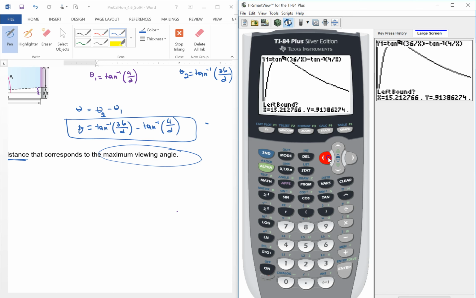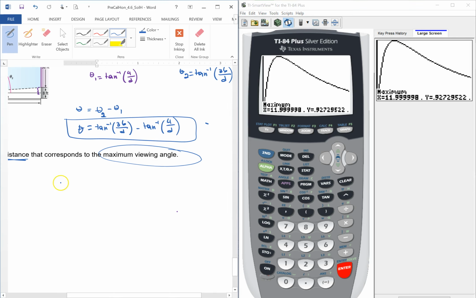Did you graph it correctly? Did you put the function in there correctly? So here, this is the left bound. And then we're going to pass that for the right bound. And here we go. So if you're sitting 12 feet away, you get a maximum viewing angle, which happens to be that many radians, which we're not concerned about right now.